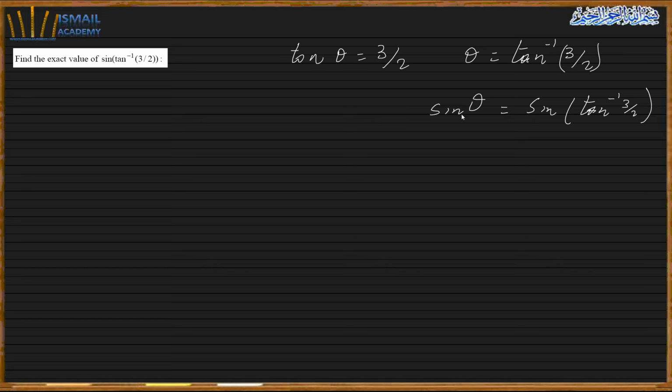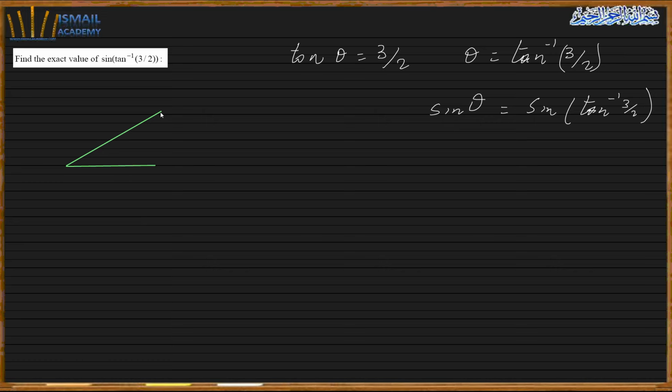So it's exactly what's going on. We're looking for the sine of the angle that gives me tangent equals 3/2. So I'm looking for the sine of that angle, whose tangent is 3/2. So it's exactly what they ask you for: give me the sine of the angle whose tangent is 3/2. I'm going to start by using a triangle here.